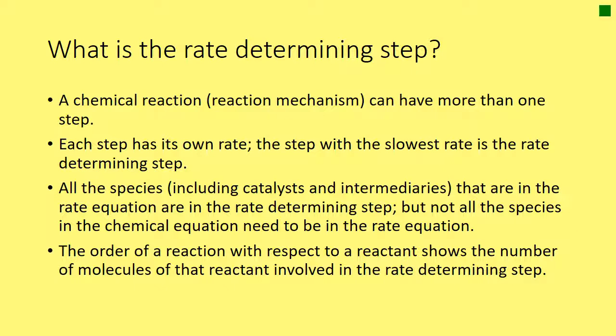And lastly, the order of a reaction with respect to a reactant shows the number of molecules of that reactant involved in the rate determining step. So if the order of the reaction with respect to reactant A is 1, then there is one molecule, one particle of A in that rate determining step. Likewise, if the order with respect to B was 2, then there are 2 B particles in the rate determining step.